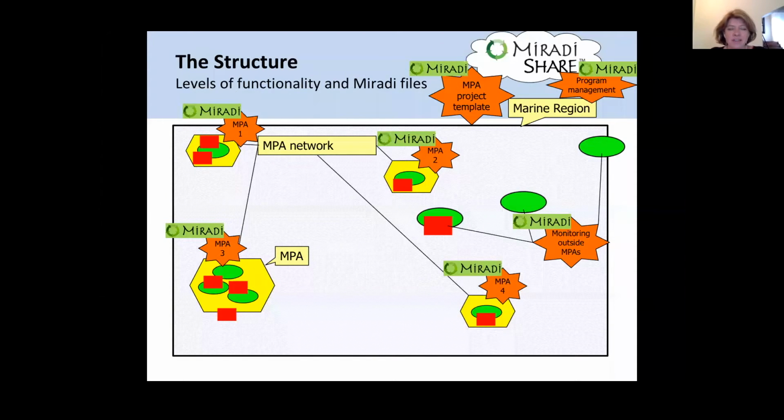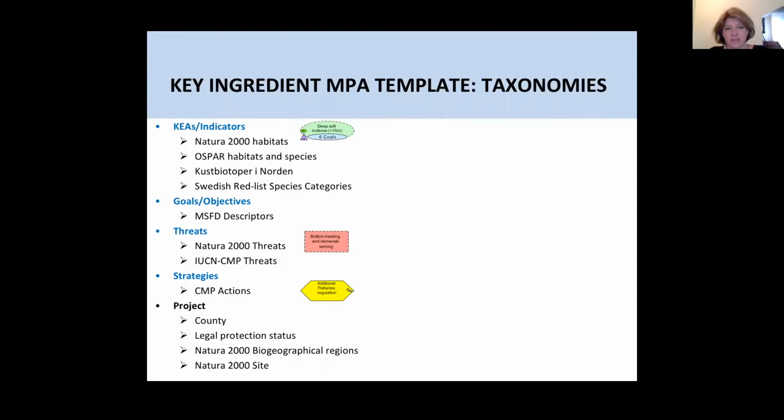So key for this entire exercise, obviously, is the design of this MPA template, and key for a functional MPA template that would work across all these different MPAs was the use of taxonomies, so standardized lists of, in this case, key ecological attributes and their associated indicators, goals and objectives, threats, strategies, and other project information, for example, related to the specific locality or the specific legal protection status of a particular marine protected area.